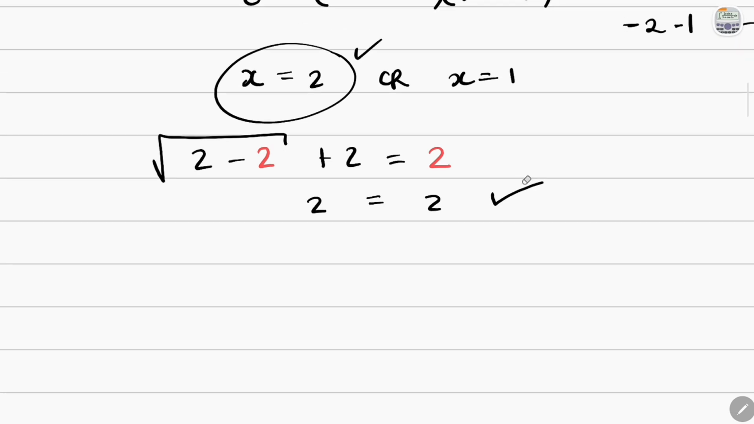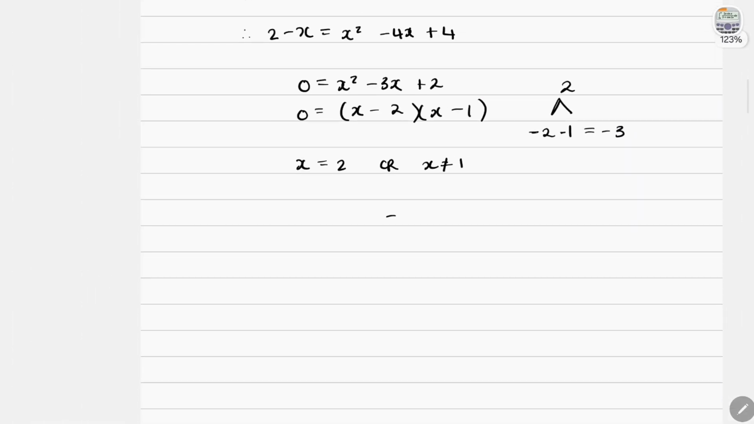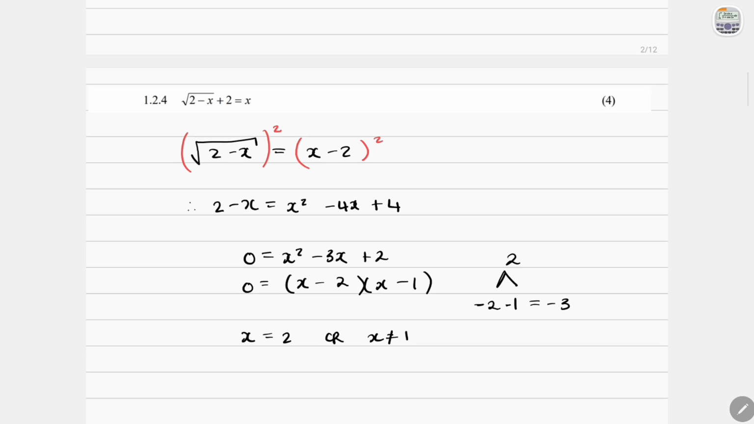Let's check the 1. Okay, so if you substitute 1, what happens? We have 2 minus 1, which is 1. Square root of 1 is 1. 1 plus 2 is 3. 3 and 1 are not the same number. Okay, the left-hand side is not equal to the right-hand side, so x is actually not equal to 1, and x is actually equal to 2 only. Make sure you cancel the invalid and accept the valid. And that is our answer.